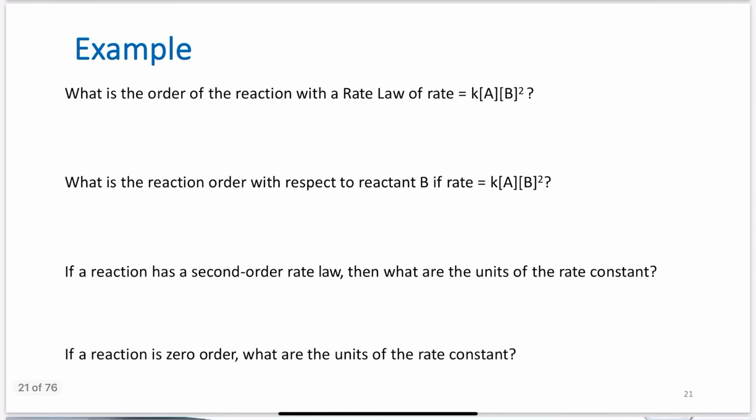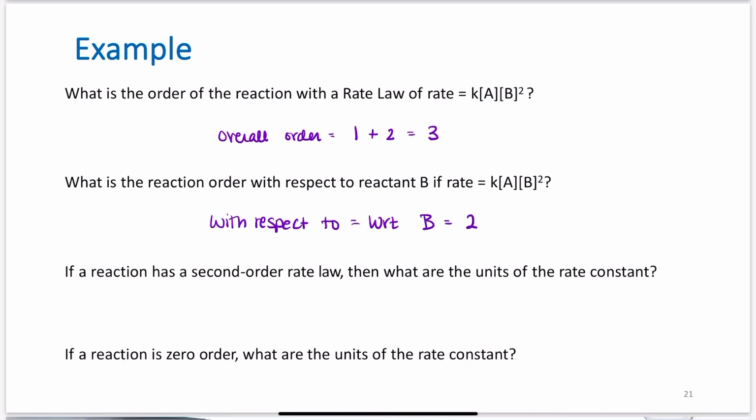What is the order of the reaction with a rate law of K times concentration of A times concentration of B squared? Order of reaction, overall order here. It's 1 with respect to A, 2 with respect to B, so overall 3. What is the reaction order with respect to reactant B if the rate is equal to K times concentration of A times concentration of B squared? With respect to is often written as WRT. So with respect to B, it is 2.